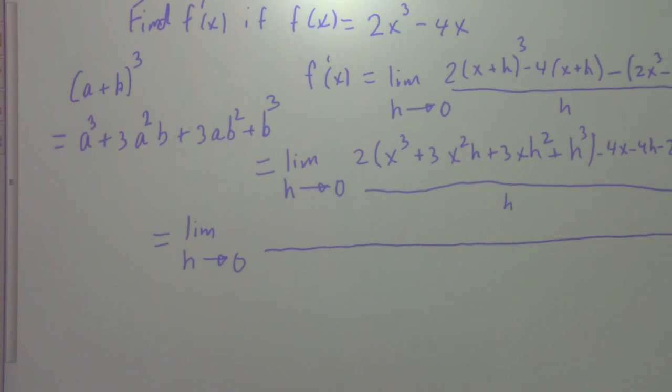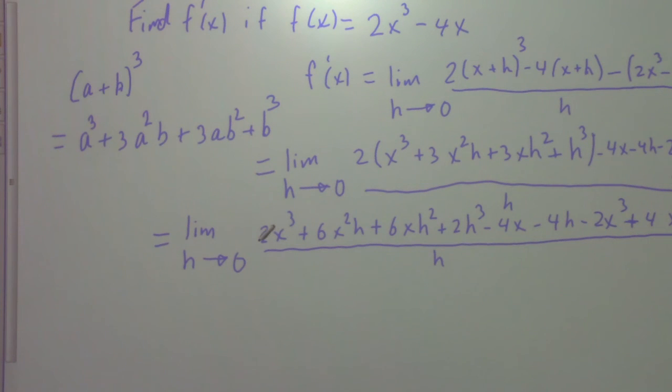So I'm going to write out all this. So we have 2x cubed plus 6x squared h. And I'm just distributing this 2 now, right? Plus 6x h squared plus 2h cubed. And now we have minus 4x minus 4h. And then we have minus 2x cubed minus 4x. Would it be plus 4x at the end? That'd be plus 4x. He's right, because when you distribute that, that becomes plus 4x. Thank you for catching that. That deserves a sticker. All over h. That's one thing you've got to watch out for.